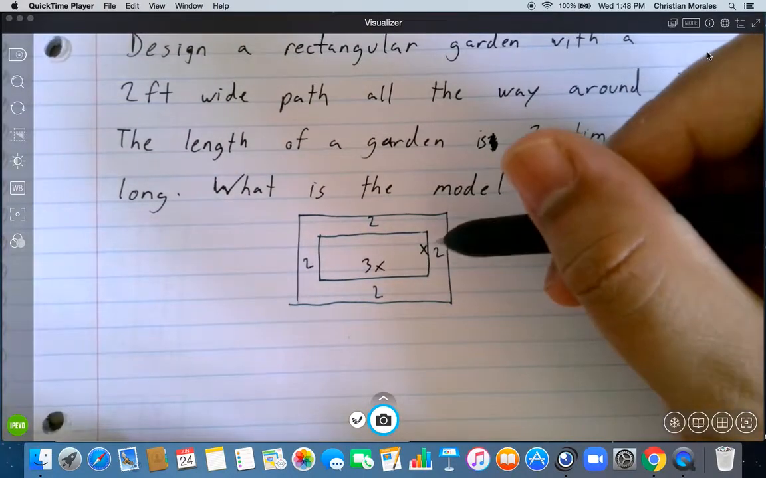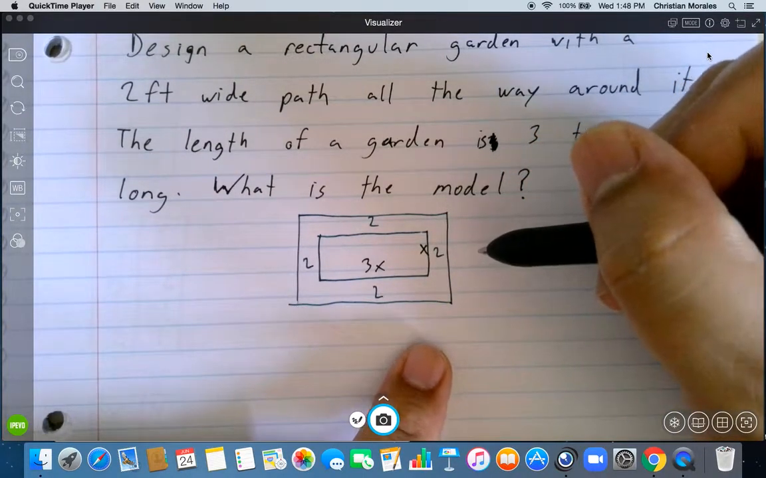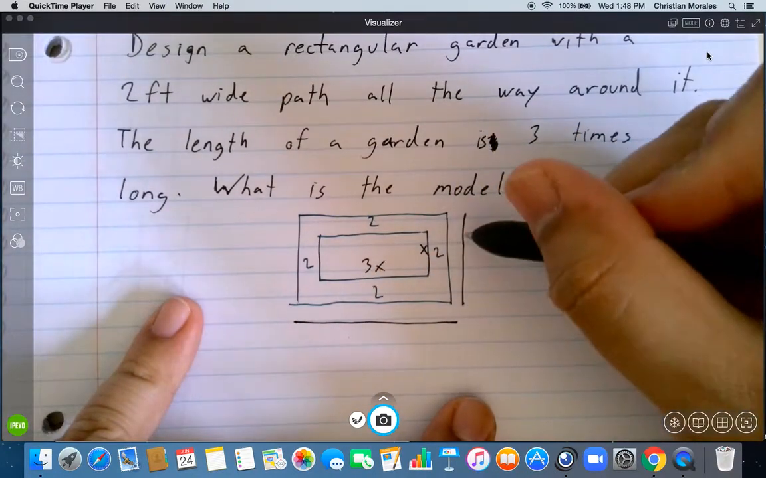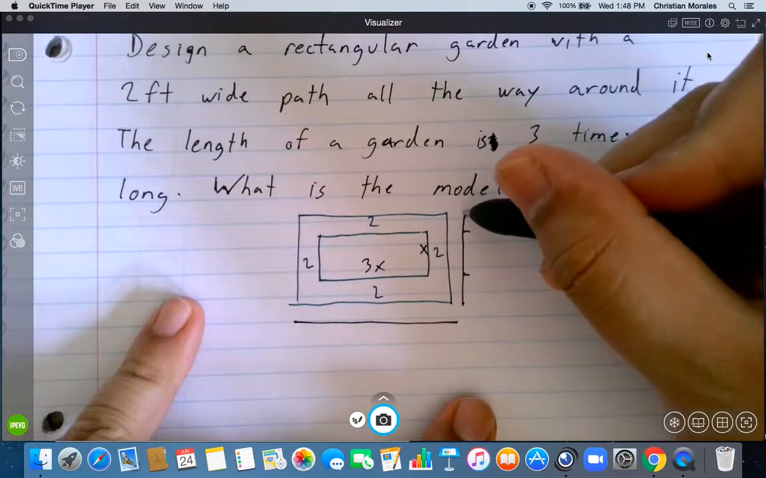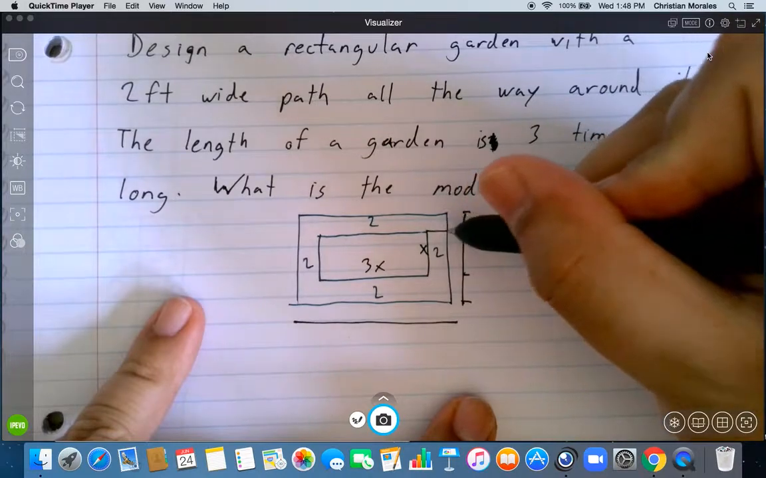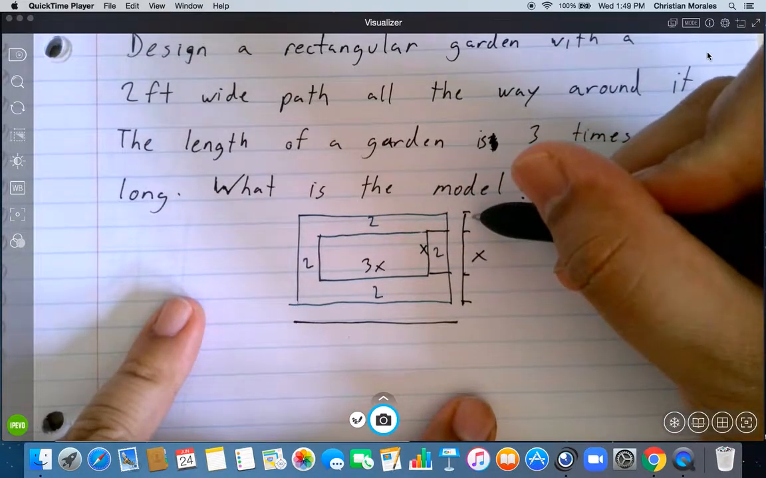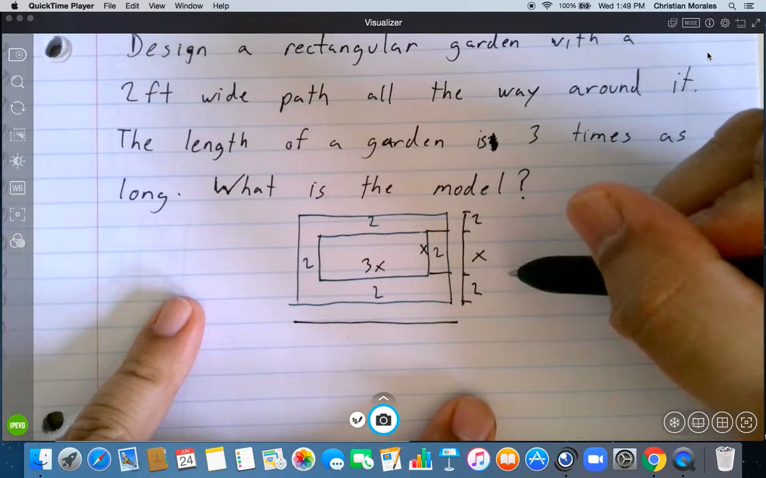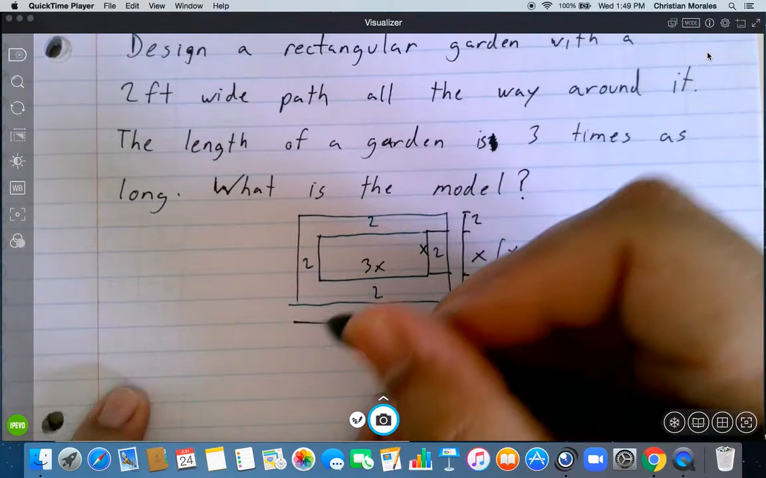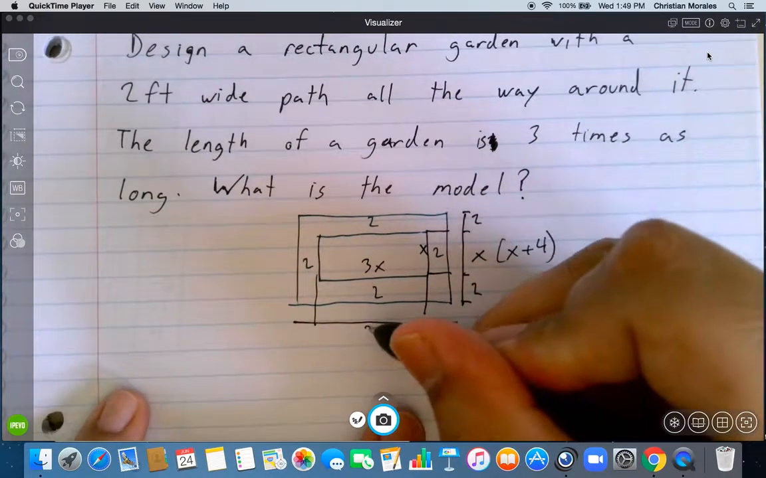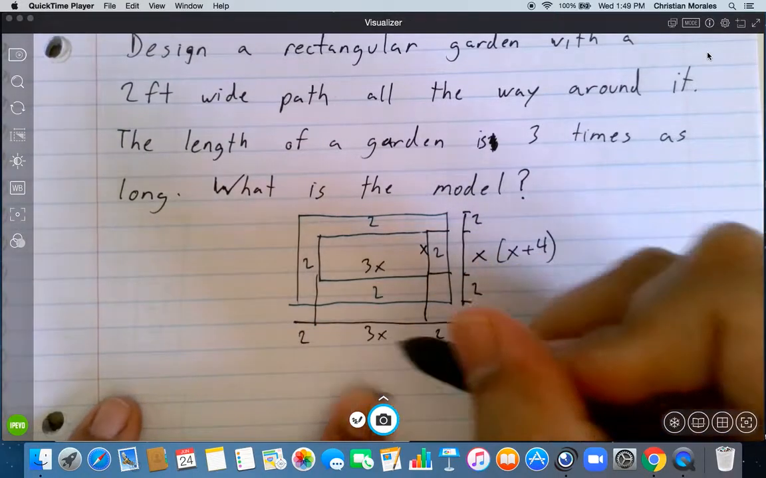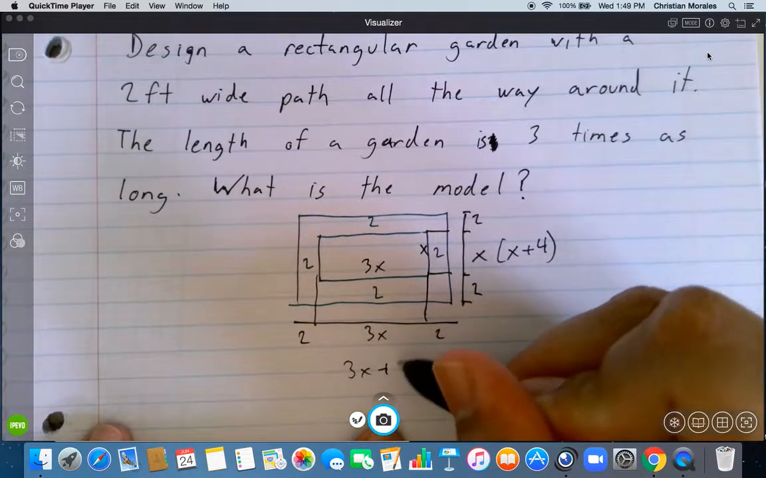Now, to multiply to get the area, I need to multiply this side times this side. So that means from here to here, I'm using 3 different dimensions because this is x, but then I also have 2 feet and 2 feet of walkway, which makes this x plus 4. This is 3x, just the garden, but it has a walkway of 2 feet this way and 2 feet that way, which would make this 3x plus 4.